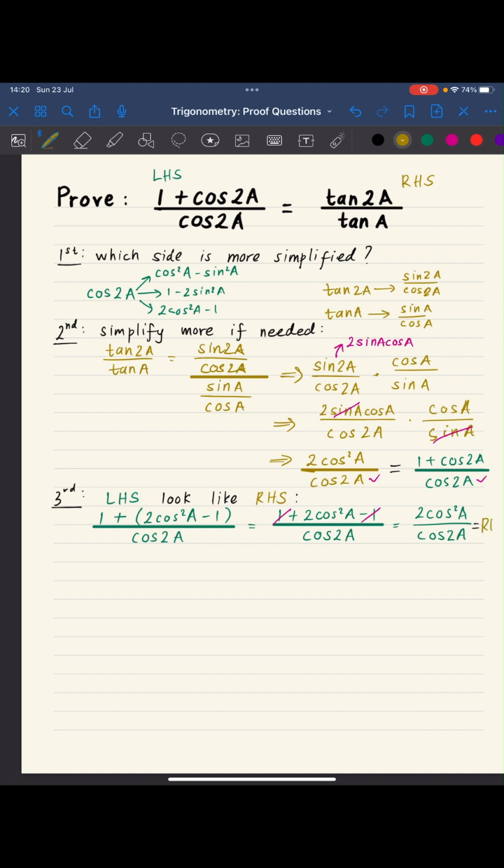We've solved the question. I hope that you've gotten the general approach needed to be able to deal with this type of question. First, find out which side is more simplified. If it's more simplified but still needs to be simplified, simplify it even more. And now you have a goal to work towards. Remember, if it's cosine 2A, there are 3 ways in which it can be expanded. So what you need to do is make sure that you pick the one that looks very similar to your goal. And then everything else is going to be easy. It's going to be clear. You're going to be happy.